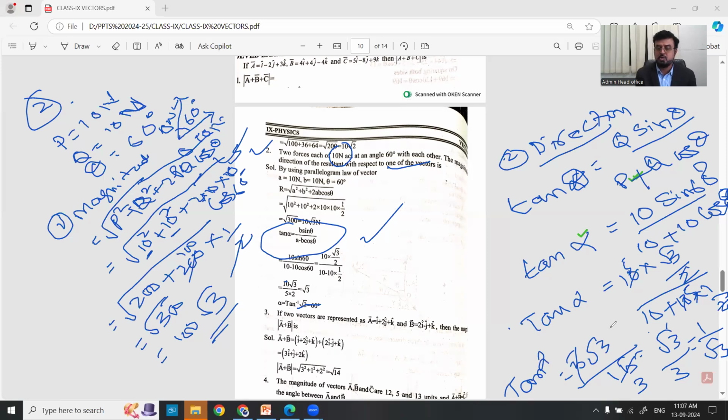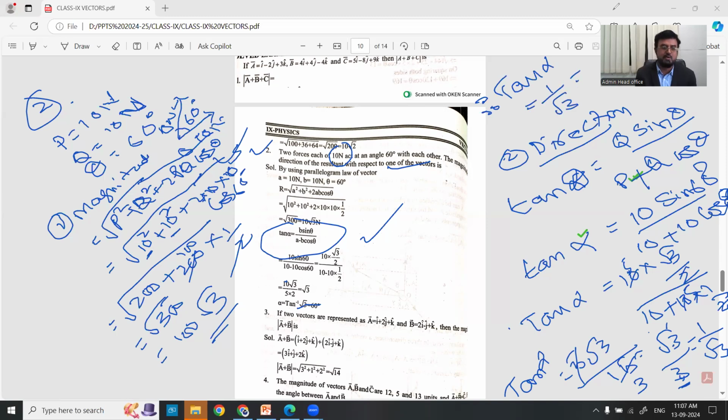So how will you get 1 by root 3? Root 3 by 3, you can write 3 as root 3 into root 3. Correct? So root 3 cancels, and you will get 1 by root 3. So finally, tan alpha is equal to 1 by root 3.